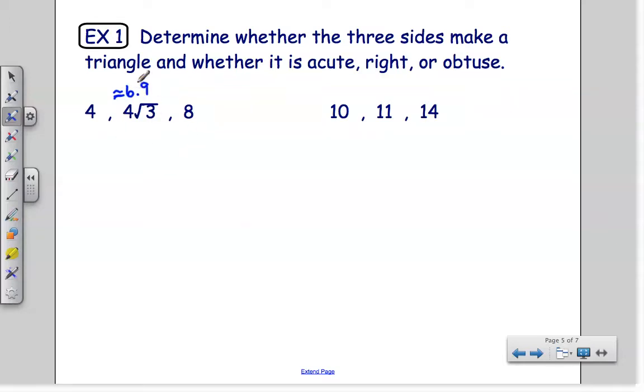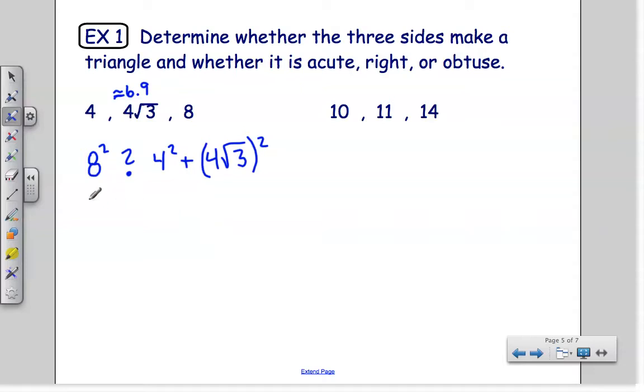It also helps to know what that is as a decimal, because now I know that this would be the longest or largest side. So I'm going to test that one side squared alone. That might be the hypotenuse, remember, if it is a right triangle. I'm just going to put a question mark. How does this compare to the other side squared added together? So 4 squared plus 4 squared of 3, and that whole thing has to be squared.